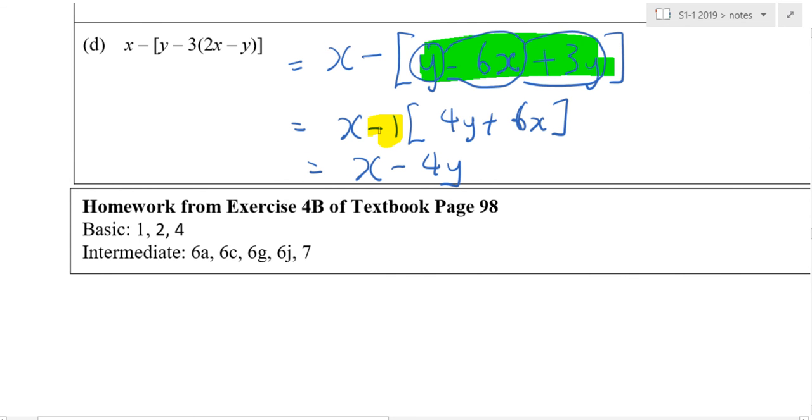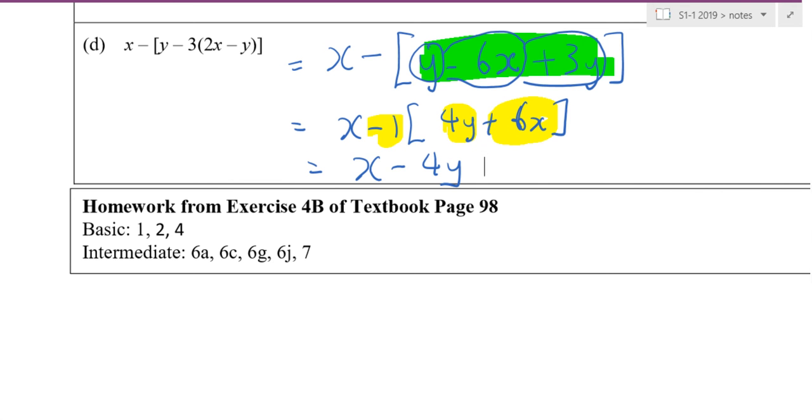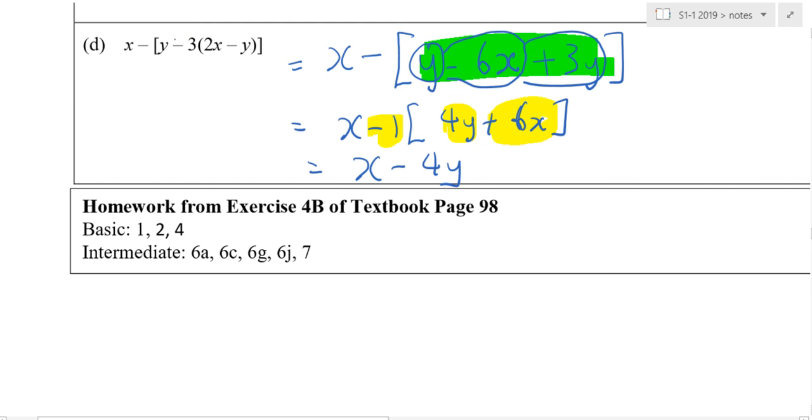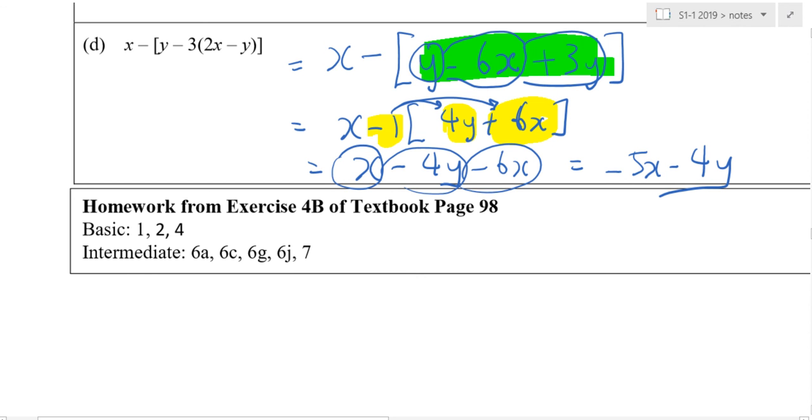Press again. Minus 1 times plus 6. So I'm doing minus 1 times 4 minus 1 times plus 6. What do you get? Eating? Negative 6x. So I'm doing a distribution again. And therefore my final answer will be, press calculator, 1 minus 6, negative 5x minus 4y. Any question? No.